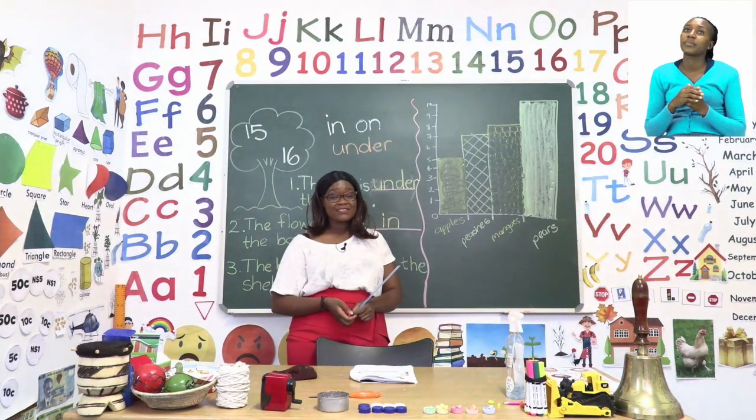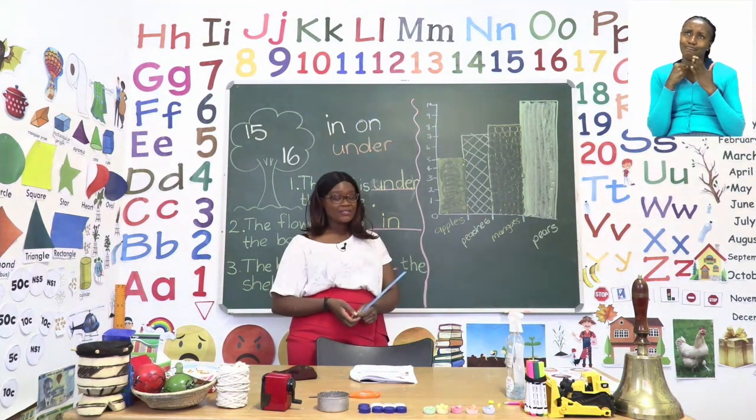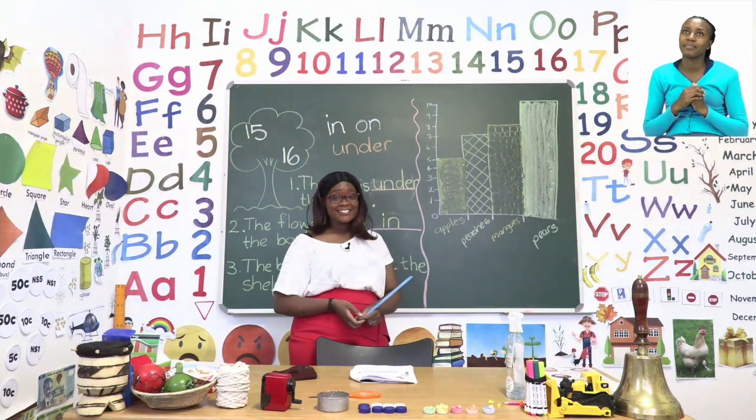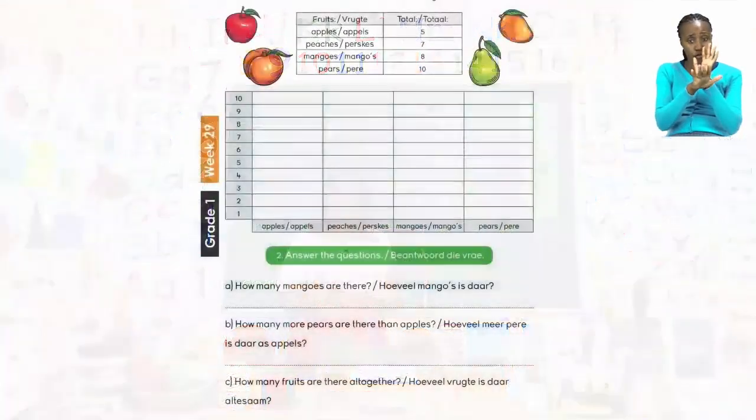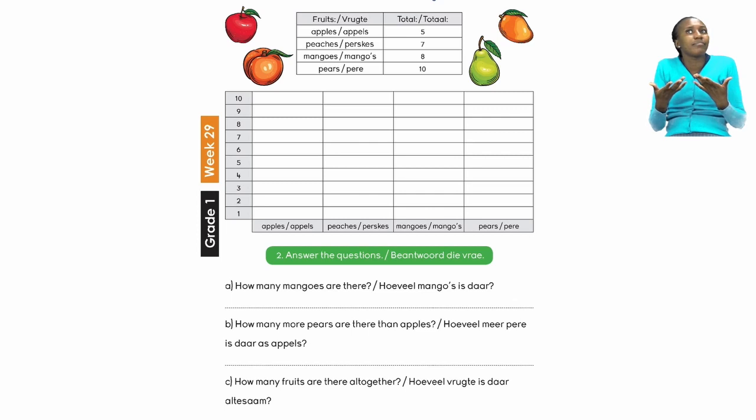Then for the last one, boys and girls, I want you to try and do that one by yourselves. It says, how many fruits are there all together? Remember, the word all together helps us know that we are adding. So, you are going to say 5 apples plus 7 peaches plus 8 mangoes plus 10 pears. Now, once you've done that, you'll be able to put them all together and you will have your answer.